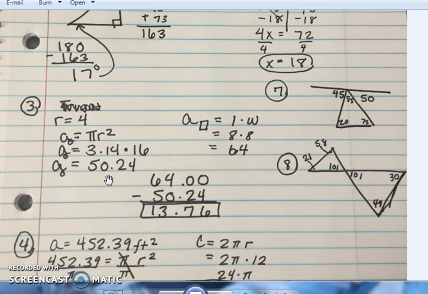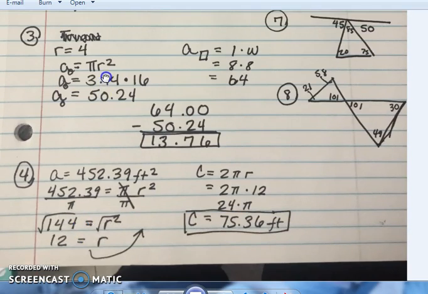And we can subtract the area of the total circle from the area of the rectangle to find the shaded region, what is left. So we're going to subtract here, and I find that it's 13.76 units squared of area.